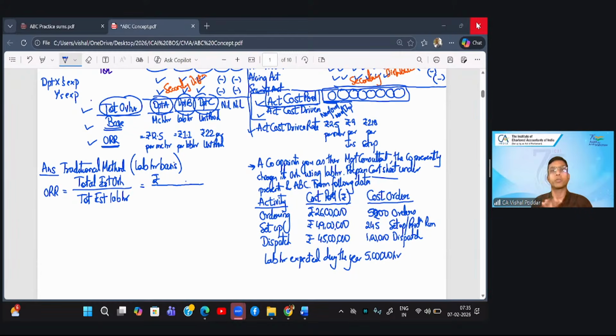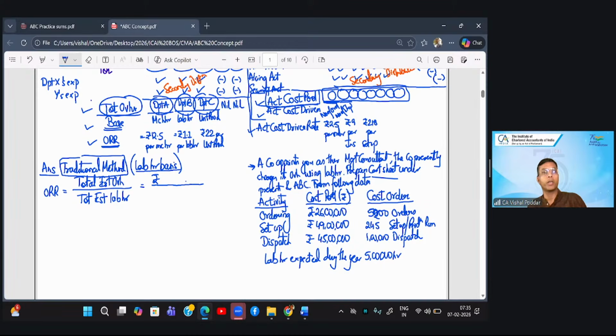Now you are solving this question, and your first approach is the traditional approach, where it is a single rate method because they have taken only one basis for the entire overheads. I want the numerator amount.